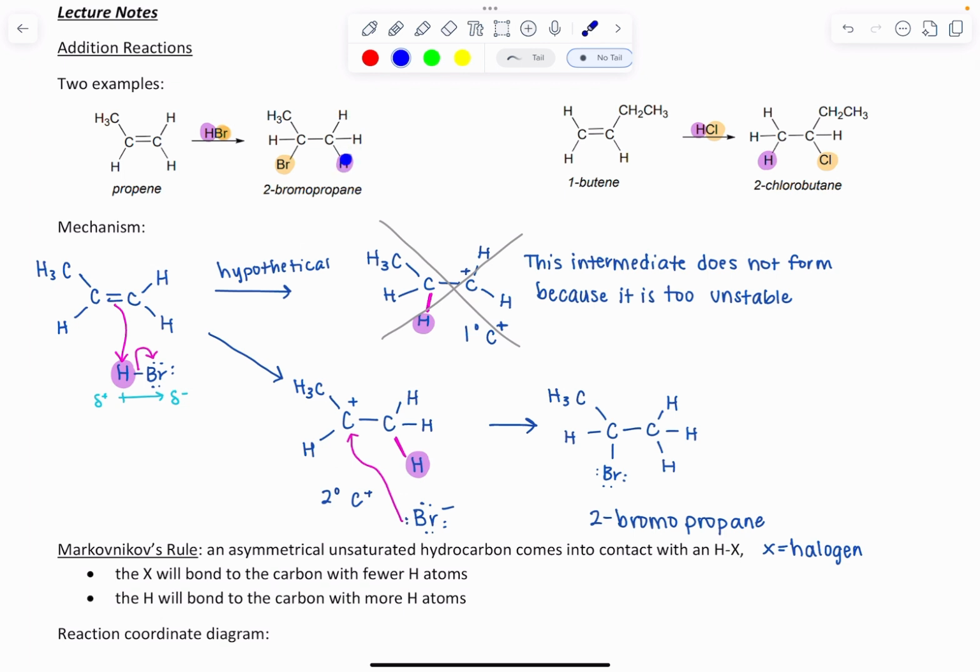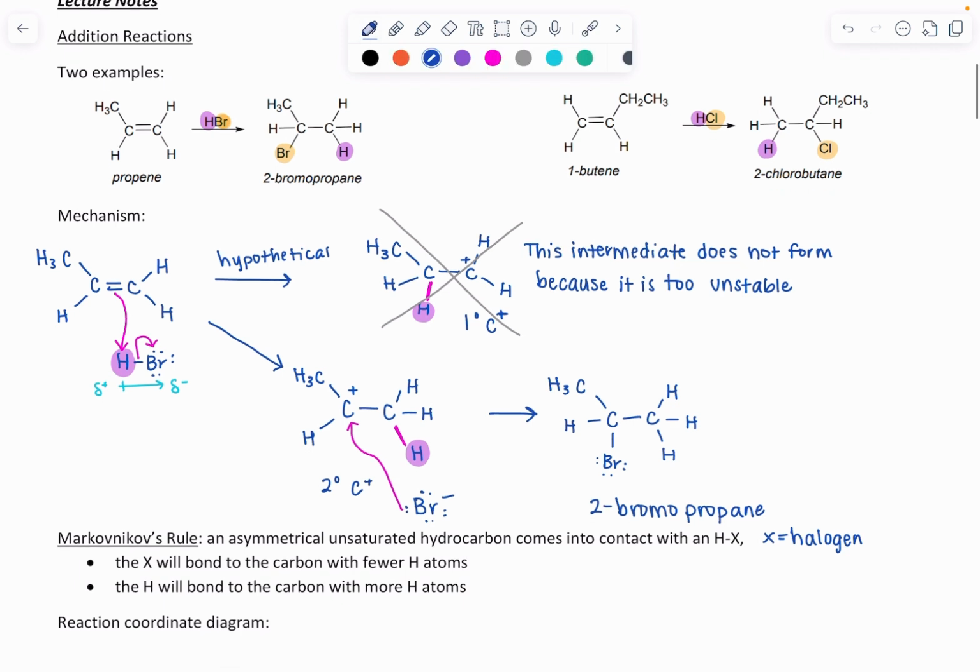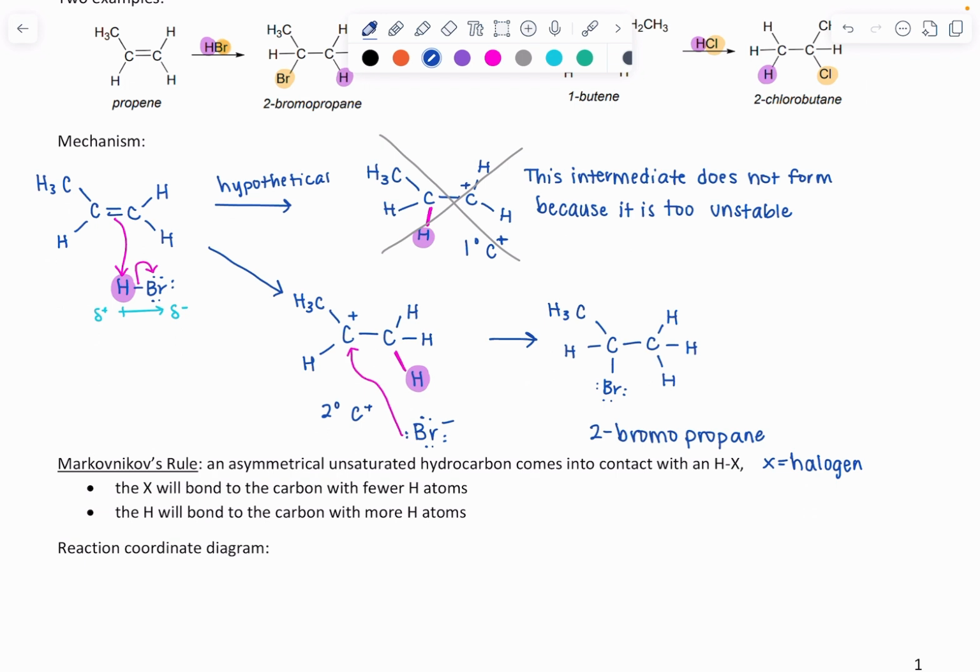Hydrogen bonded to the carbon that already had two as opposed to the carbon that only had one. Same thing here, hydrogen bonded to the carbon that had two, this one only had one. This all results in a more stable intermediate, so that's more likely to form. We say that these reactions are regioselective, so this is a new term.